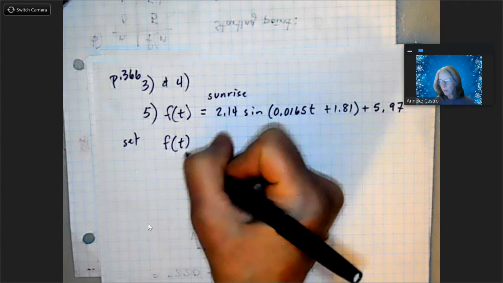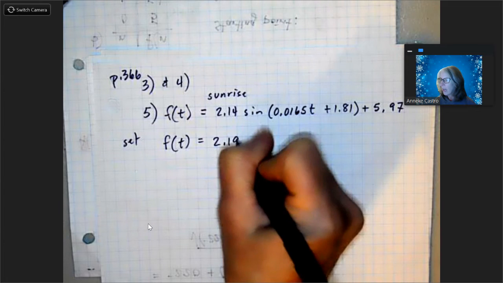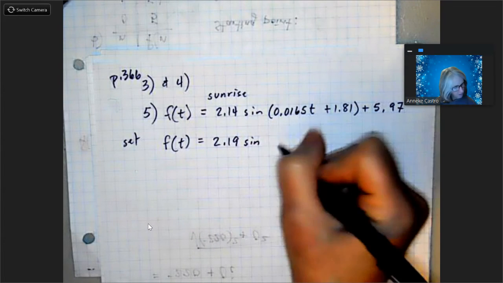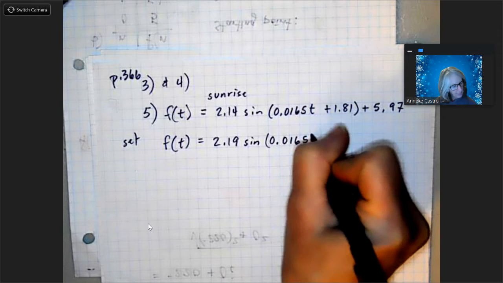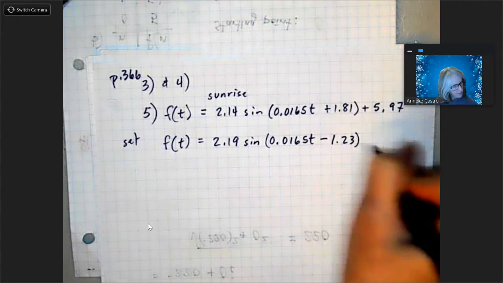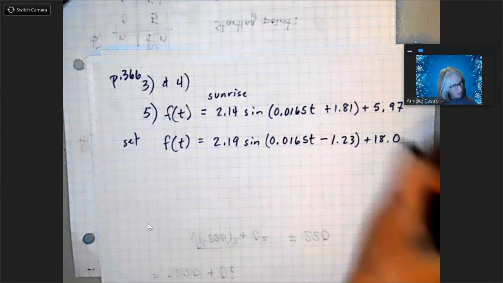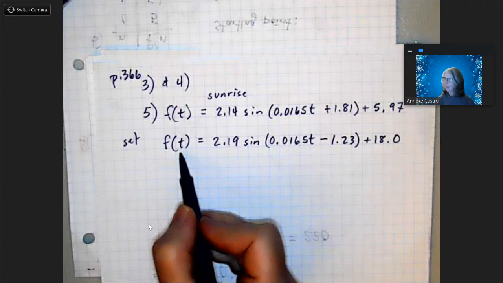Okay, that was the rise. For the set, it's going to be 2.19 sine of 0.0165 t minus 1.23 plus 18.0. So this is the time that the sun rises. This is the time that the sun sets.